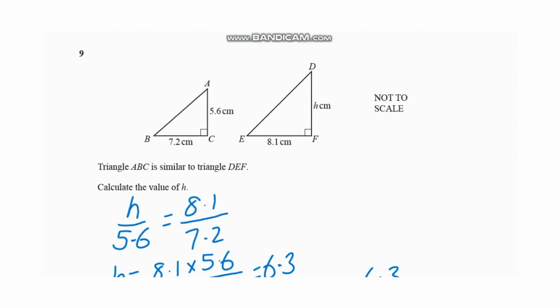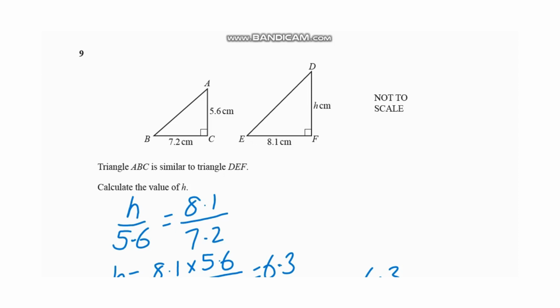Question 9 states triangle ABC is similar to DEF. Calculate the value of h. So over here we have to calculate the value of h in terms of ABC triangle. So what we will do is we have to find this length, so we'll keep this on top divided by the length of the same triangle, which is 5.6.